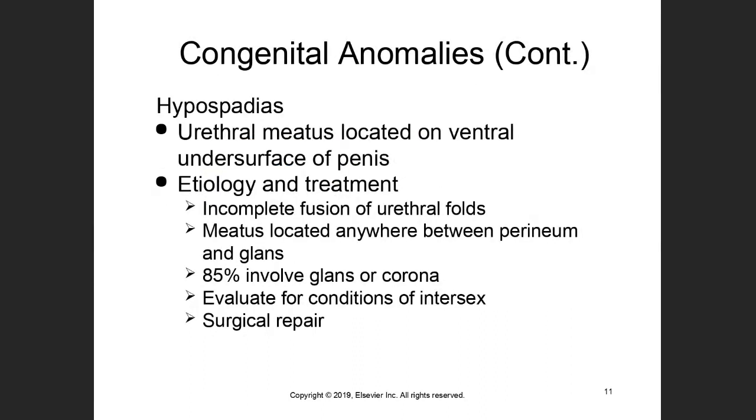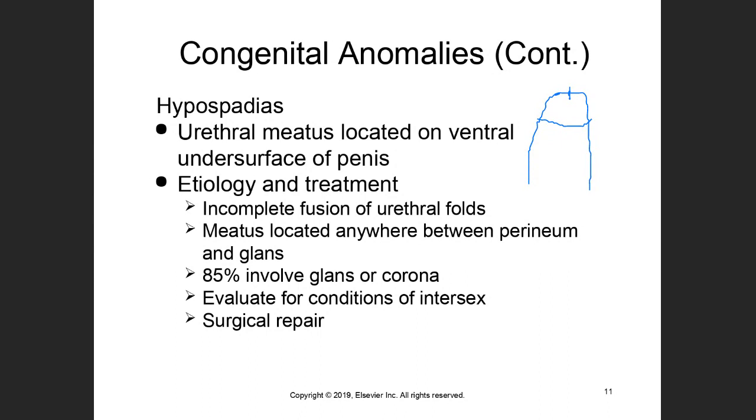Then we have hypospadias. Hypospadias: we have the penis, and at the tip of the penis, this is the penis right here, this is the glans, and always right here in the middle we have the meatus, okay? That's the opening for the urine to come out, okay?